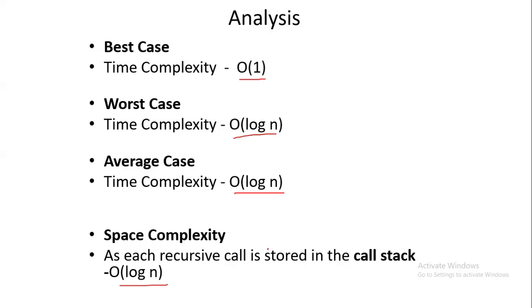To summarize, the recursive binary search is an efficient searching technique that works on a sorted array. It repeatedly divides the search space into two parts and calls itself recursively on the appropriate half. Thus, it has a time and space complexity of big O of log n.